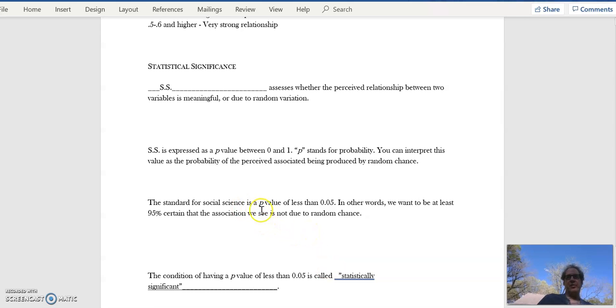The standard for social science is a p-value of less than 0.05. In other words, we want to be at least 95% certain. 0.05 means there's a 5% chance that your table was produced just by random variation. That little difference between men and women is just due to random variation. If we produced another table with a different sample, we might get something completely different. So we're looking for a p less than 0.05. We want to be 95% or more than 95% confident that our table results are not due to random chance.